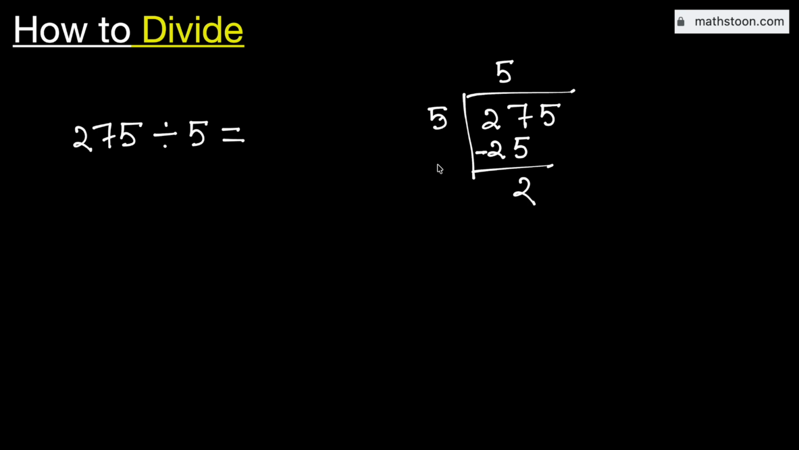Now this 2 is less than 5. That is why we will bring down this 5 here. And we know that 5 times 5 is 25. Subtract, we get 0. As we have got the remainder 0, so we will stop. Therefore, 275 divided by 5 is equal to 55. And this is our final answer.